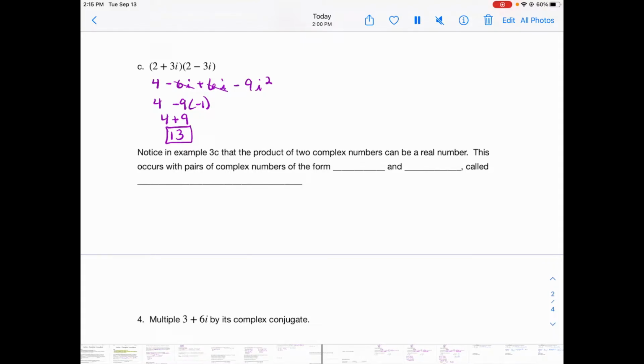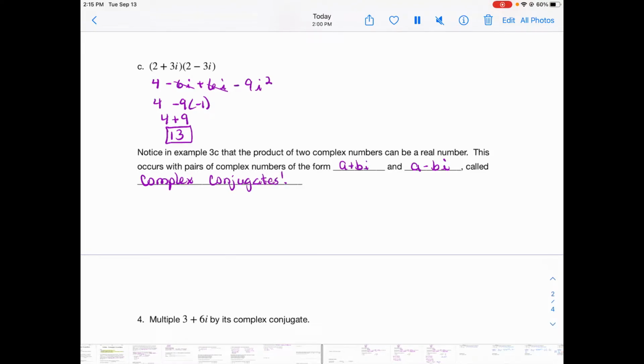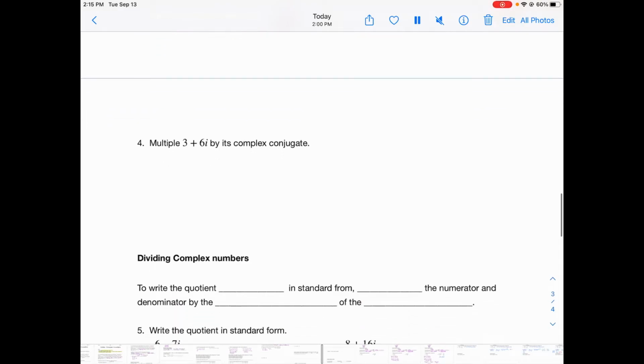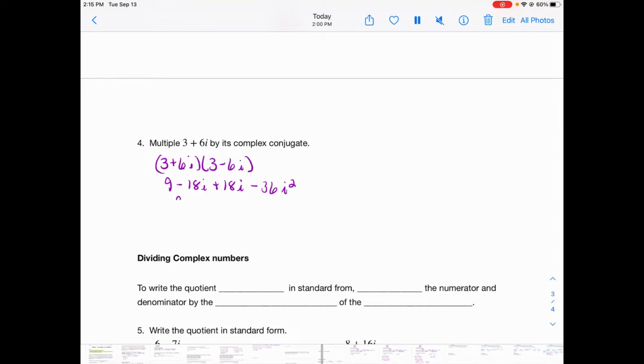In fact, if you have two complex numbers in the form of a plus bi and a minus bi, those two numbers are called complex conjugates of each other. So anytime you multiply a number and its complex conjugate together, you will get a real solution. The i's will cancel out. So let's try that. Multiply 3 plus 6i by its complex conjugate. So the complex conjugate is 3 minus 6i. So I do the FOIL method here and multiply it together. And we see that we have 45 as our answer.